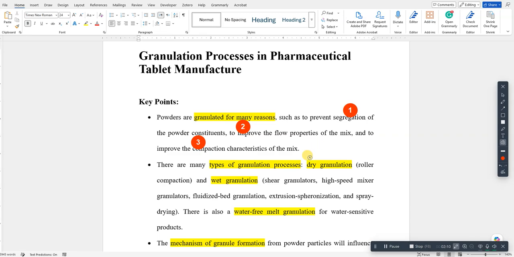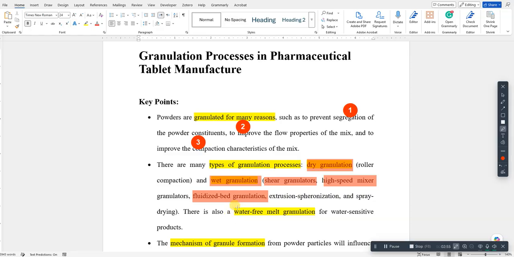Okay, you will learn that we have different types of granulation. Maybe you already know about dry granulation. If you remember, in dry granulation, we have the roller compaction, and we have also the slugging method. And with wet granulation, if you remember, we have the fluidized bed granulation, but also we have the shear granulator and the high-speed shear granulator or mixer. Okay?